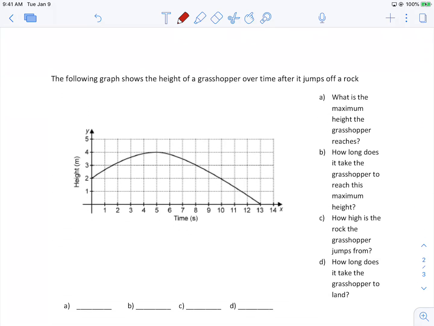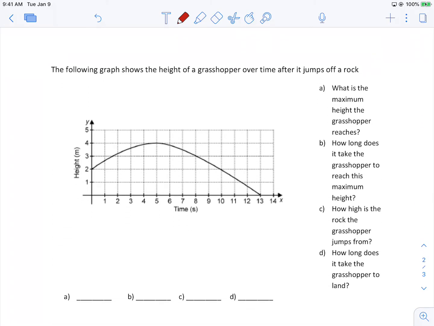Okay. We'll look at a similar example here of a grasshopper over time if it jumps off a rock. So what's the maximum height the grasshopper reaches? Now we should be good at this. This is our vertex. And it's always helpful to label the coordinates of our vertex. So our x-coordinate here is 5. Our y-coordinate is 4. So we're at (5, 4).